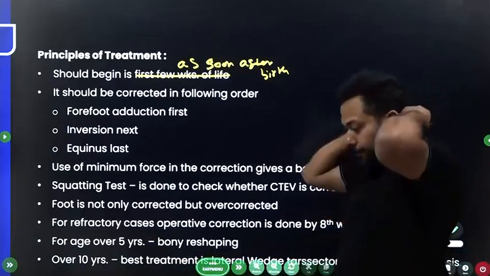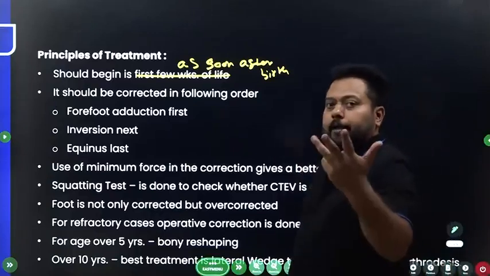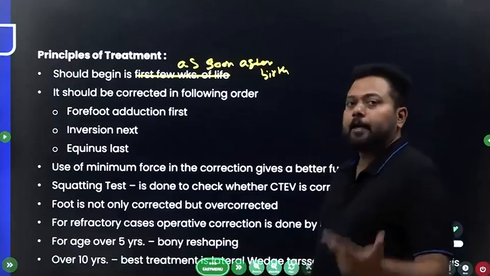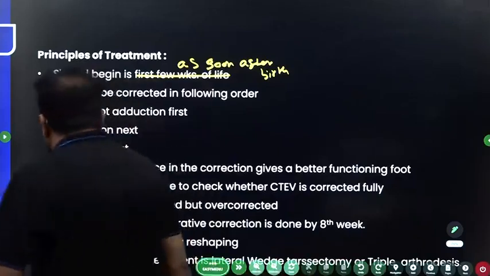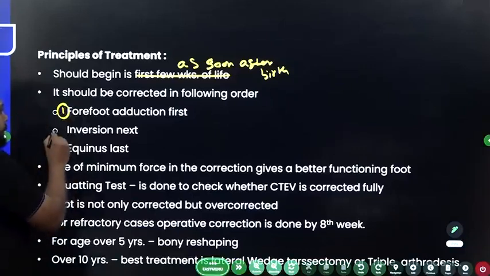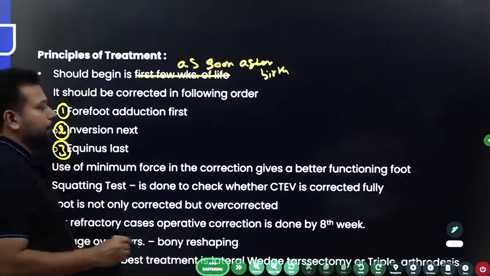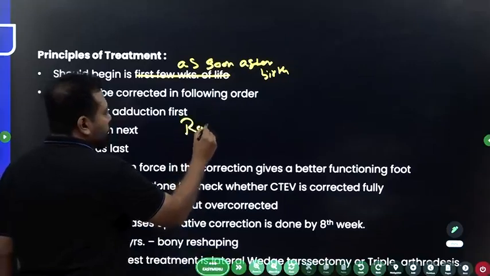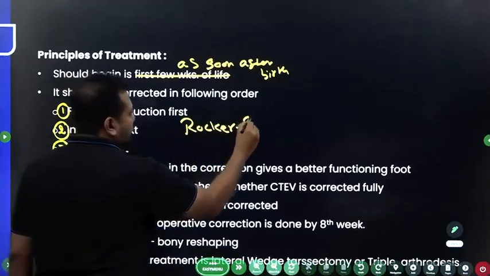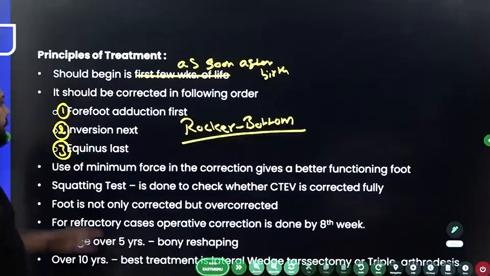When we reverse the order or change the order, it will end up in a catastrophe. Forefoot adduction is corrected first, inversion is corrected next, equinus corrected last. They have asked this several times in the exam. Order of correction of CTEV: forefoot adduction is corrected first, inversion at subtalar joint is corrected second, equinus at ankle is corrected third. This is the order. When you reverse the order, it will end up in what is called a rocker bottom foot. So this is a complication. When you reverse the order, you won't get the result, right?